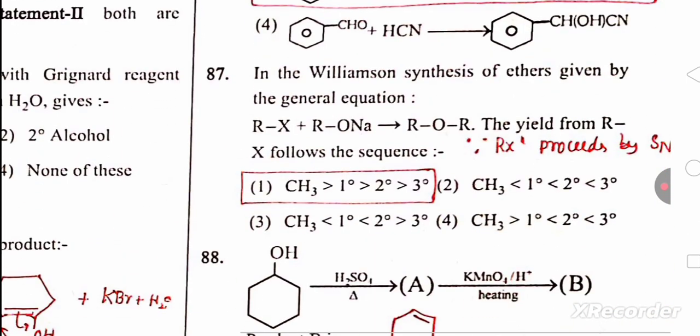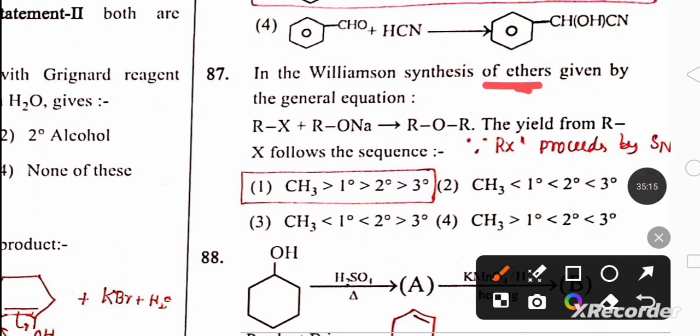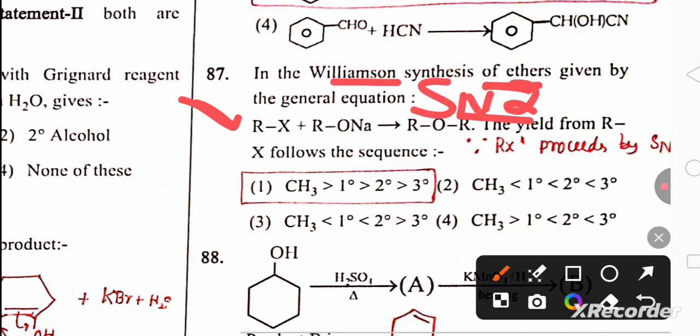In the Williamson synthesis of ether given by this general reaction, among the options, which will follow the sequence? So we know Williamson's ether synthesis follows SN2 mechanism, and in SN2 mechanism, primary alkyl halides or methyl halides are more reactive. So option 1 is the right answer, because Williamson's ether synthesis follows SN2 mechanism.